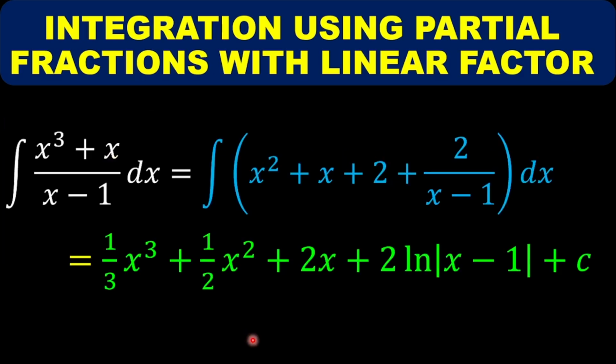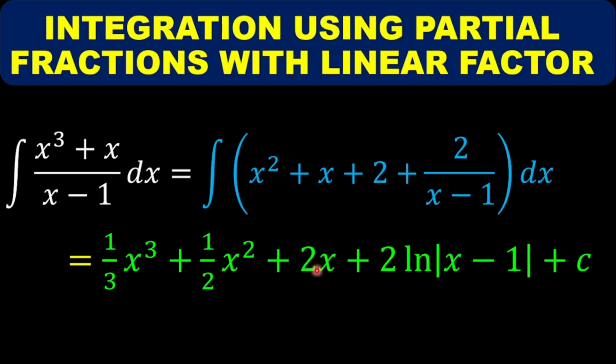So let's now move on to do the integration. So the integral of x cubed plus x divided by x minus 1 dx is the same as what we have here. And so it is quite simple. The integral of x squared is going to be 1 over 3 x cubed. And then the integral of x will have 1 over 2 x squared. Then the integral of the constant will give us 2x.